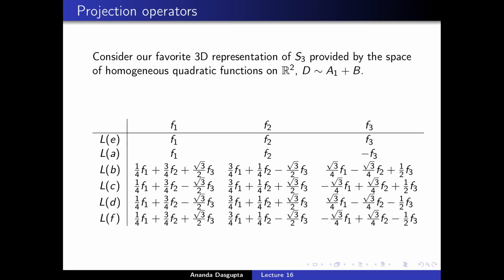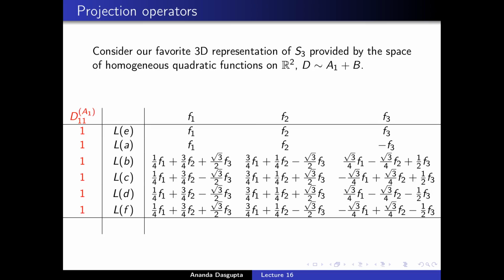Using these actions, LE acting on F1 is F1, LB acting on F1 is 1/4 F1 plus 3/4 F2 plus root 3 by 2 F3 and so on, and using the irreducible representation matrix elements for the two irreps A1 and B, we can write down all the projection operators. As we have already said, we can just use the diagonal projection operators, and that's going to be enough for the purpose of finding out combinations of F1, F2 and F3 which form invariant subspaces or basis vectors for invariant subspaces.